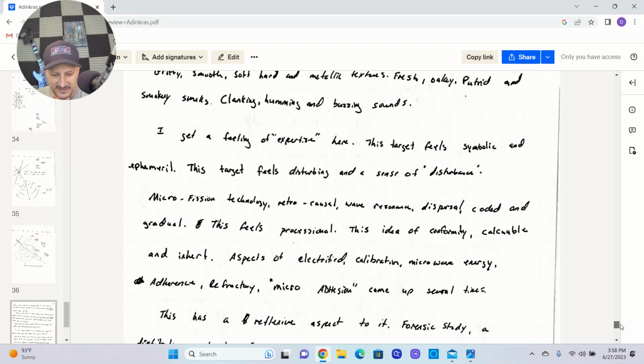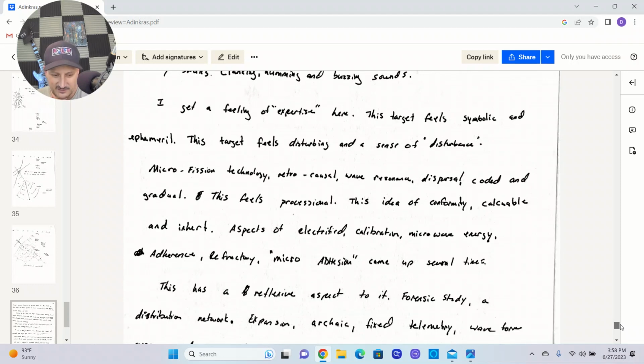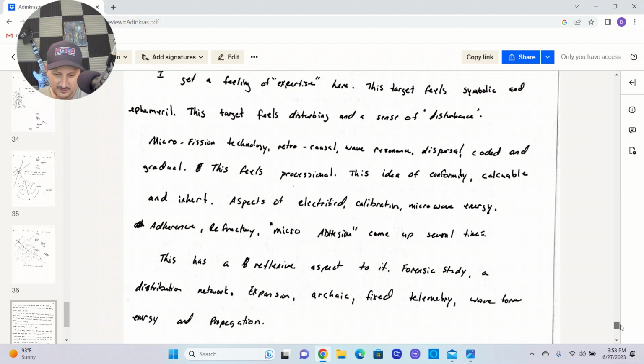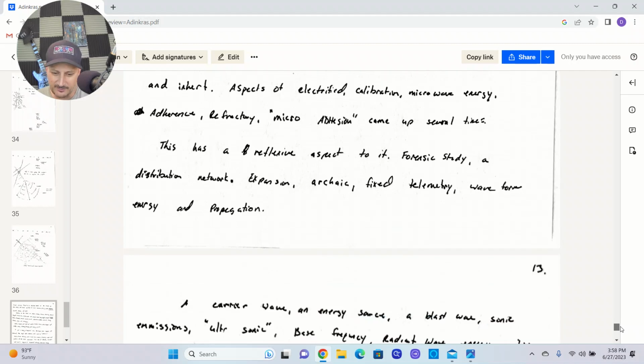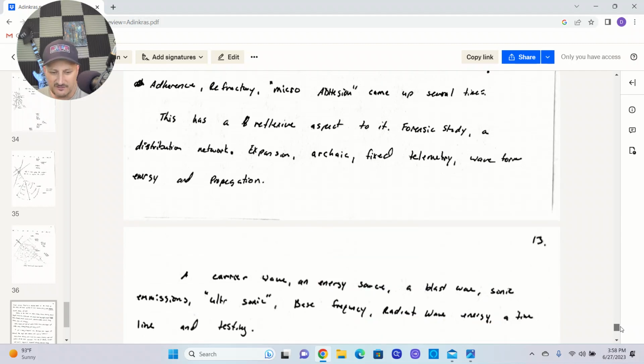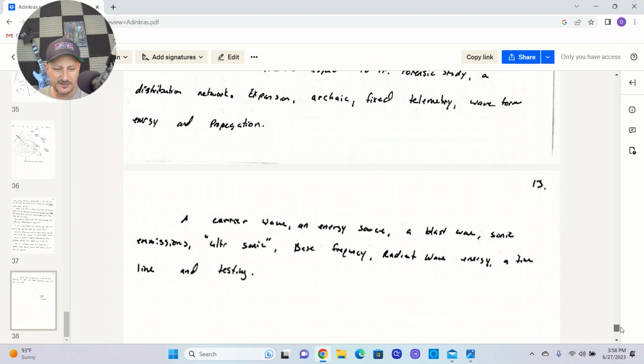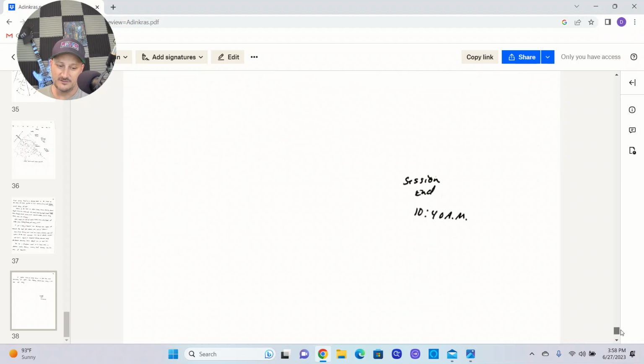This has a reflexive aspect to it. Forensic study, a distribution network, expansion, archaic, fixed telemetry, waveform energy, and propagation. The carrier wave, an energy source, a blast wave, sonic emissions, ultrasonic, base frequency, radiant wave energy, a timeline, and testing. So that's what I got, guys.